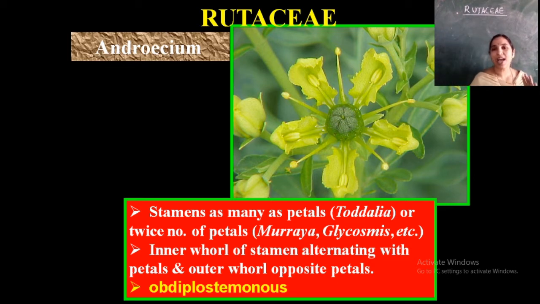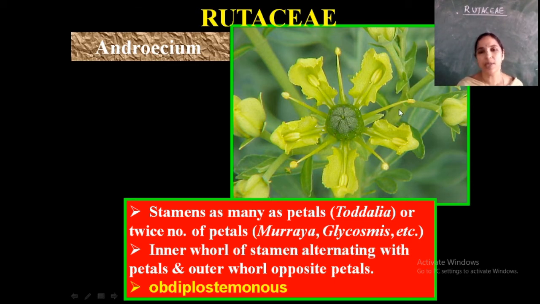While discussing the androecium, I already told you that. Okay, inner whorl alternating with the petals and outer opposite. See here how it is arranged. This is the inner whorl. 1, 2, 3, 4, 5. Alternating with the petal. 1 petal, 1 stamen, 1 petal. What is inner? What about outer? That is opposite to the petal. This is a petal in front of this. This is a petal in front of this.